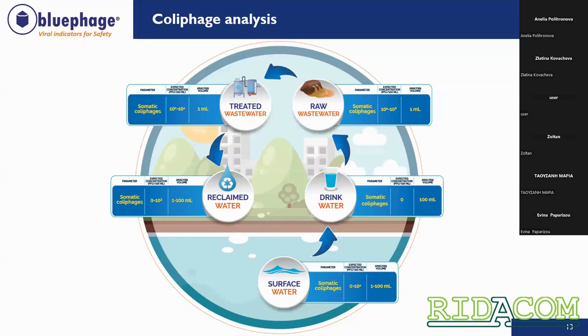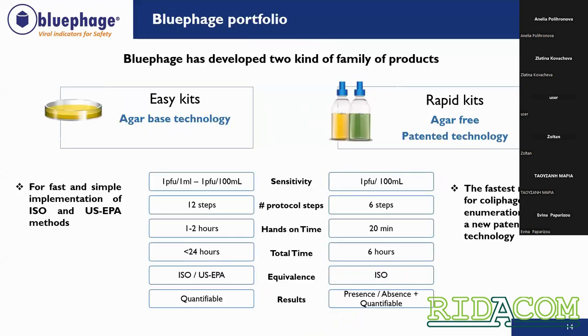So let's go to see what we have done at Bluephage in order to help the laboratories to perform the analysis of coliphages. So Bluephage has developed 2 families of products. On the left, we have the Easy Kits. The Easy Kits are designed for a fast and simple implementation of the standard methods. So what we have done is we prepare the different materials based on the standard methods. And once you've received the kit, you can start doing the analysis.